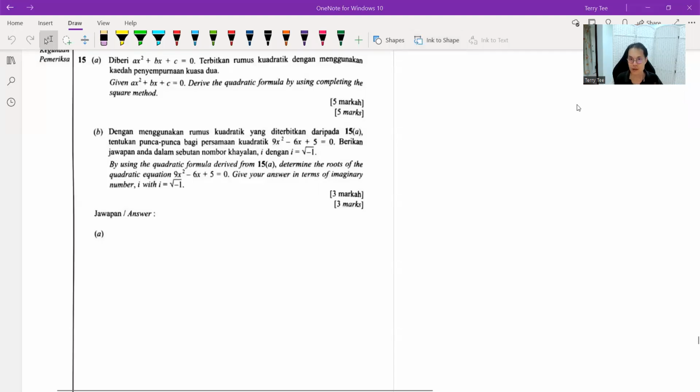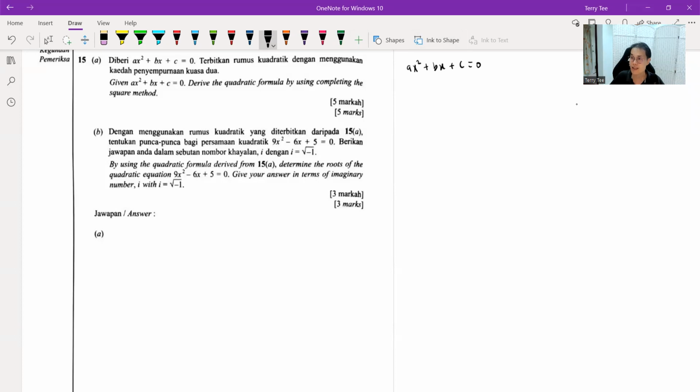Okay, last question. This is a very interesting question because you're supposed to derive the formula on completing the square. All right, so I'm going to show you over here on the right-hand side. So the quadratic formula by completing the square. All right, so it's actually not difficult. It's just that we have to give the answer in terms of unknowns.